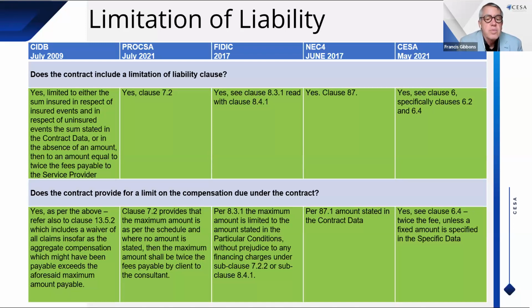Does the contract provide for a limit on the compensation due under the contract? Yes, as under CIDB, again with the insured amount for insured events, and twice the fees for non-insured events, or as mentioned in the contract data. Under PROXA, clause 7.2 provides that the maximum amount is as per the schedule. Where no amount is stated, the maximum amount is twice the fees. In FIDIC, it's as stated in the schedule. Again, NEC in the contract data, and CESA, twice the fee unless the final amount is specified in the specific data.